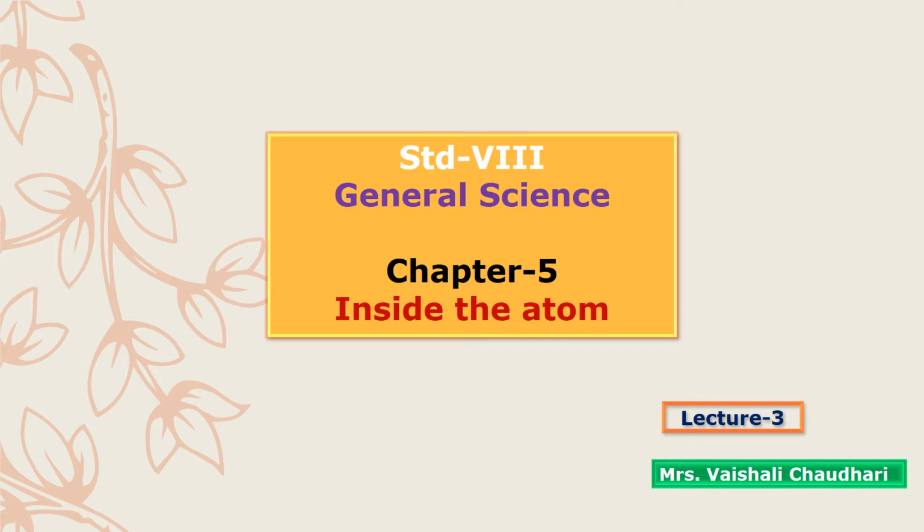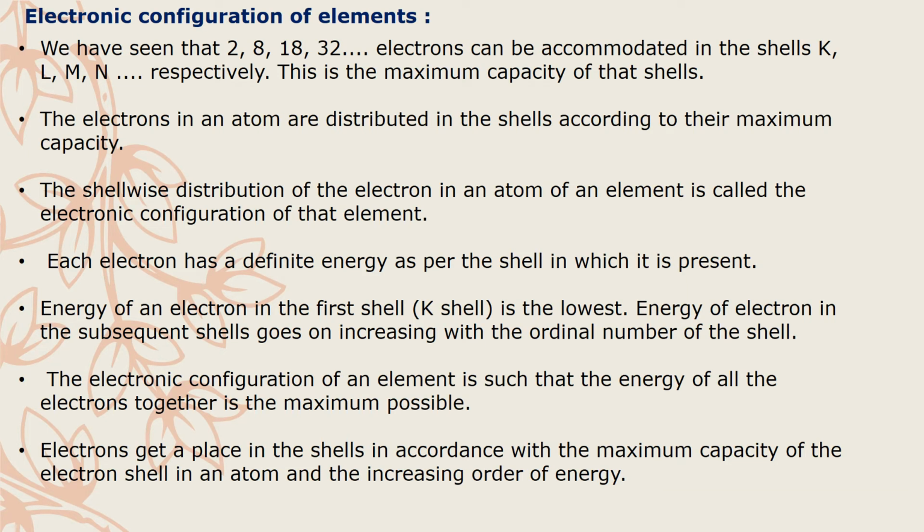Today we are going to see the remaining part of chapter number 5, inside the atom elements. We have seen that 2, 8, 18, 32 electrons can be accommodated in the shells K, L, M, N respectively. So this is the maximum capacity of those shells. So the electrons in an atom are distributed in the shells according to their maximum capacity.